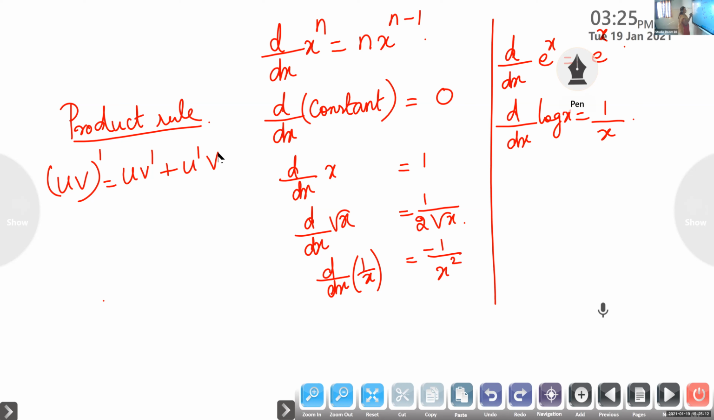And what about the quotient rule? (u/v)' = (v u' minus u v') by v square. Okay. So now using these formulas, we are going to differentiate.